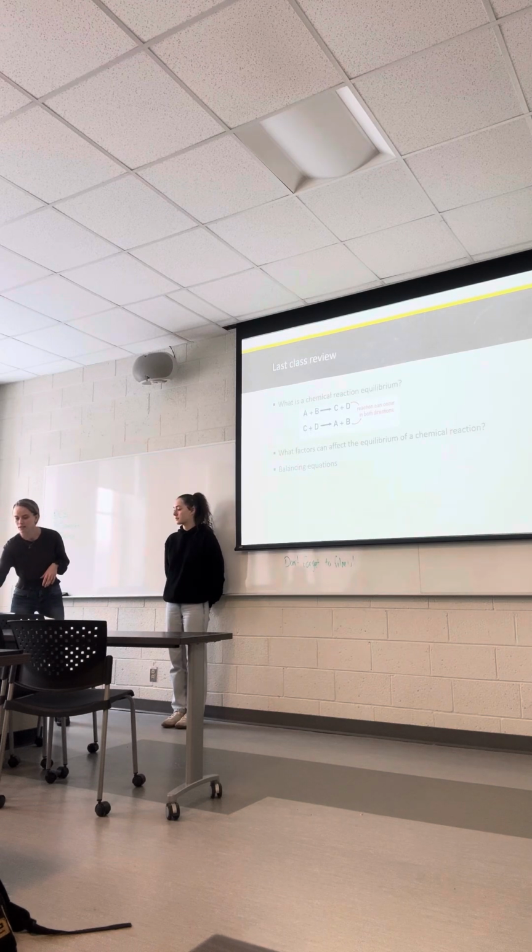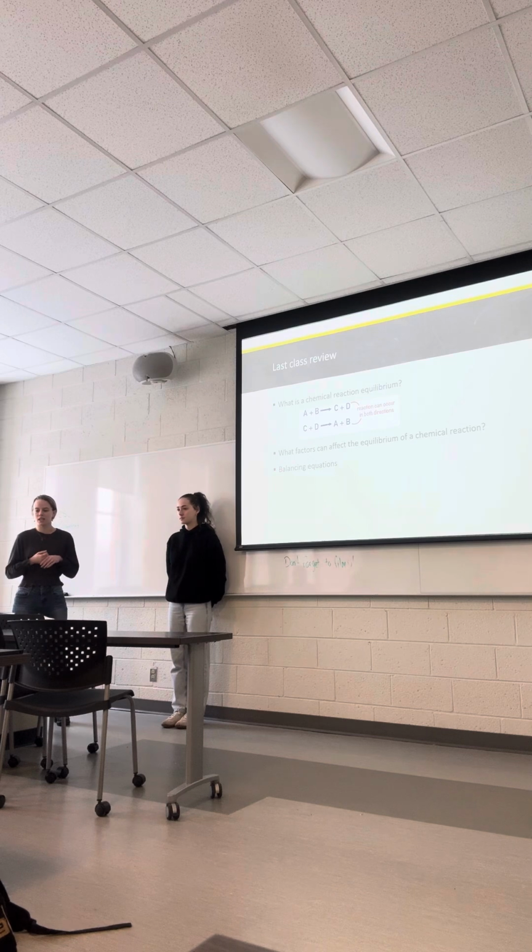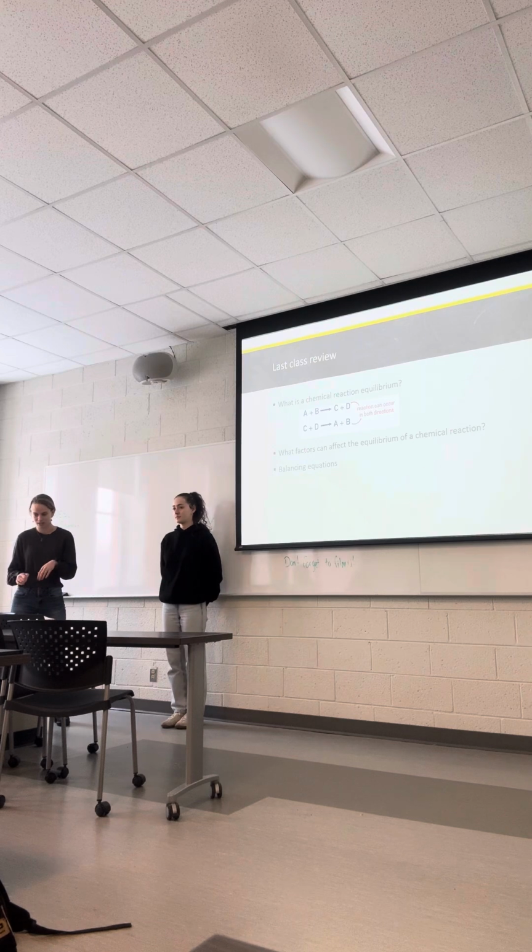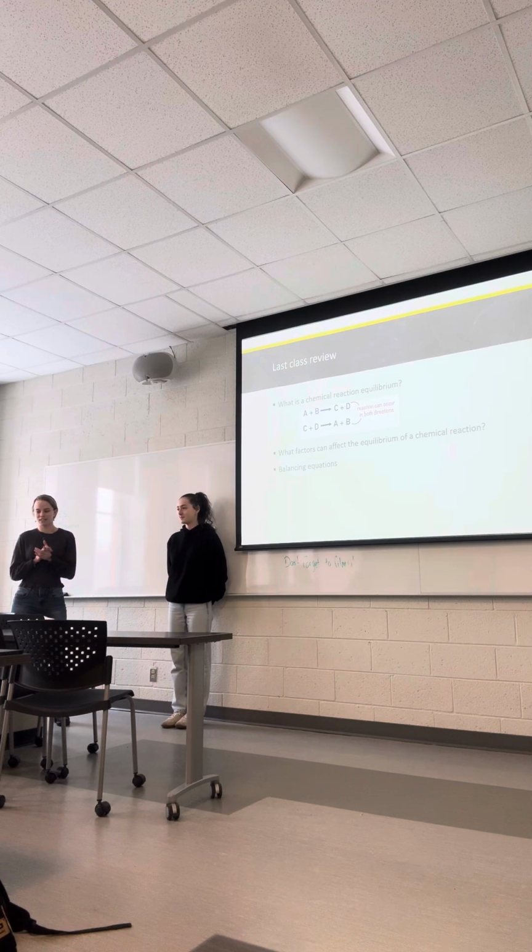So what we did last class. What is chemical reaction equilibrium? Equilibrium means that the reaction can go forward as much as it can go backwards. So that means that both products and reactants will be used equally and at equal rates. What factors can change the equilibrium of a reaction? That would be a temperature change, a pressure change, or a concentration change.